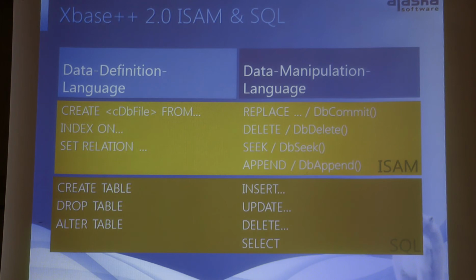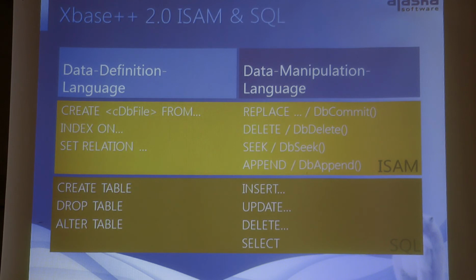So now let's compare two different data access languages. We learned previously that there's data definition and data manipulation. This is a generic terminology describing the area into which constructs of a language fall. So when we look at the data definition side, we have create, index on, set relation, or these DB create functions for ISAM. And for SQL we have basically create table, drop table, alter table, which is nice because we can alter tables.